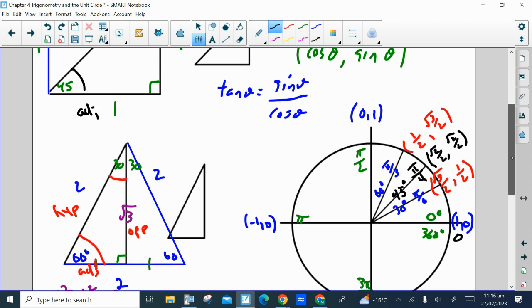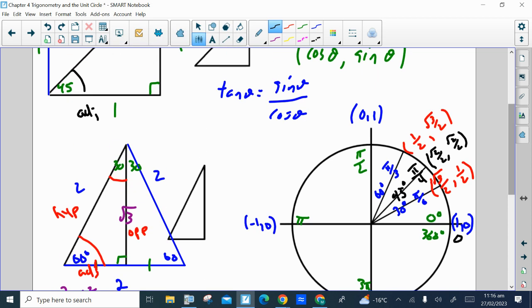If I go up to 90 degrees or pi on 2 radians, sine divided by cos would be 1 divided by 0. Not even Vish can divide by 0.